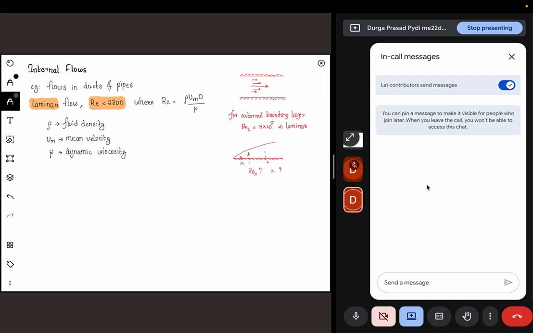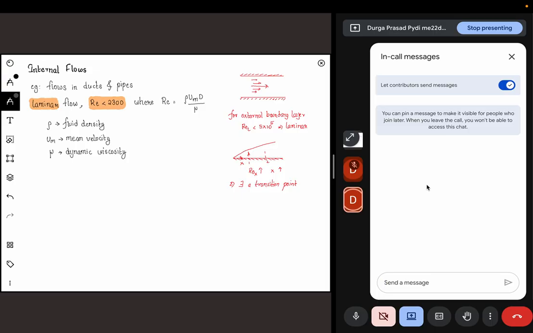So why is this fact important? Like, wow, what do we make out of this? Whenever we put a criterion like Reynolds number less than 2300 or Reynolds number less than 5 times 10 to the power 5, in external flow this Reynolds number keeps increasing as x increases, which means there exists a transition point in external flows.